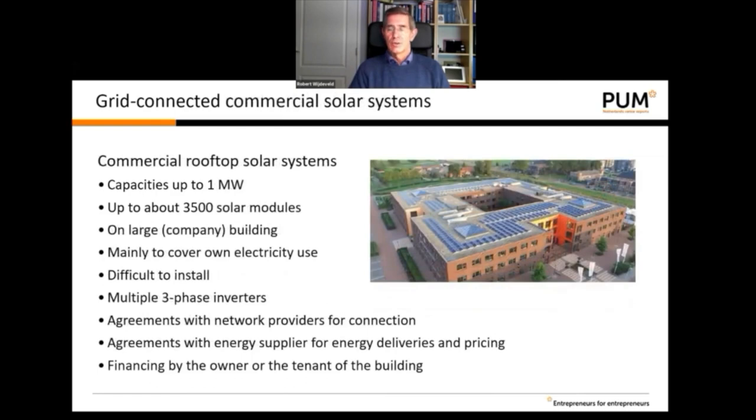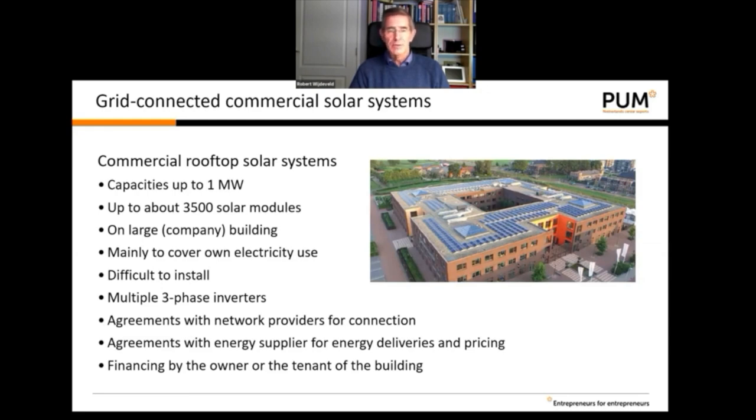If you go to the commercial solar systems, this is a little bit bigger. Normally you see them on factory roofs, roofs of schools or other bigger buildings. The capacity goes to about 1 megawatt, and 1 megawatt represents about 3,500 modules. It's also mainly to cover the own electricity use of that specific building. It depends, of course; if it's a factory with heavy machines, you will never cover all the electricity, but at least some of it will be powered by solar energy.